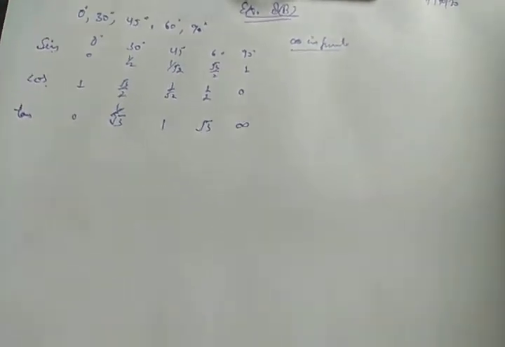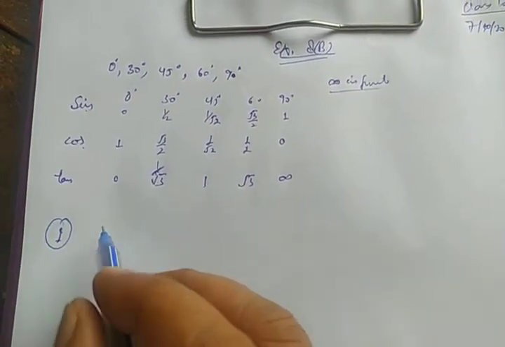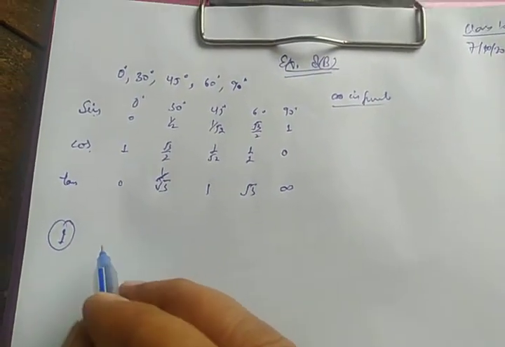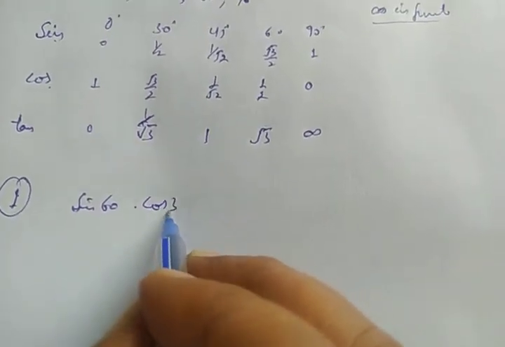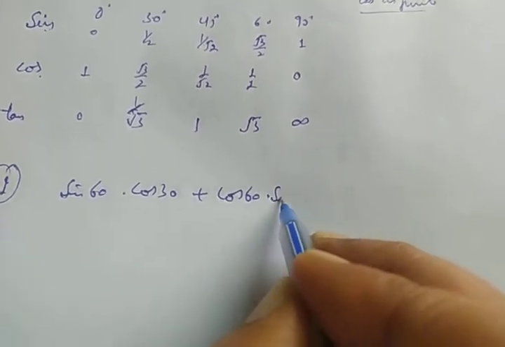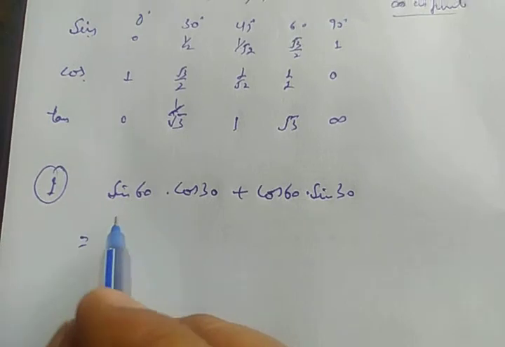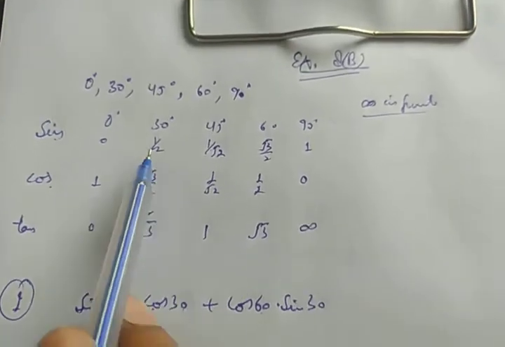Now let us take some questions. There is no special concept for the solving of questions. Simply you have to substitute the value and solve the question. Let us take question number 1. Exercise 8b, question 1. Find the value of the expression given: sine 60 cos 30 plus cos 60 into sine 30. Now you have to substitute values of these specific trigonometric ratios from the table.